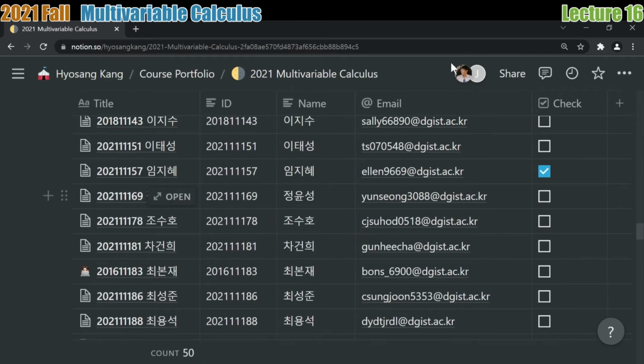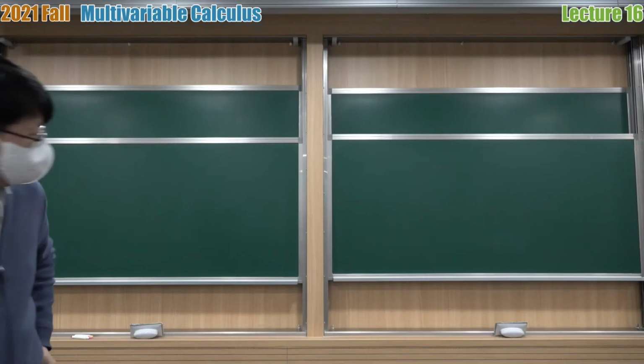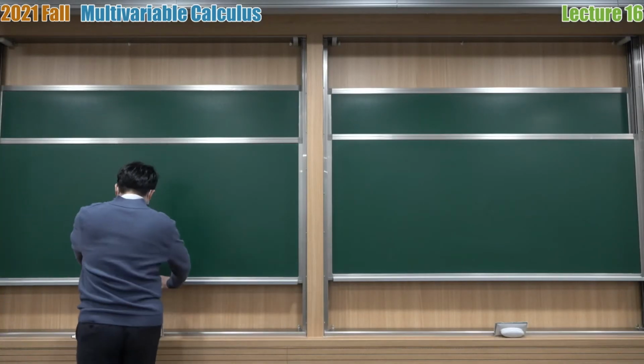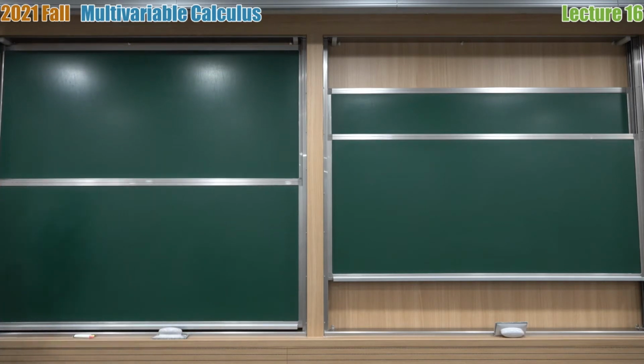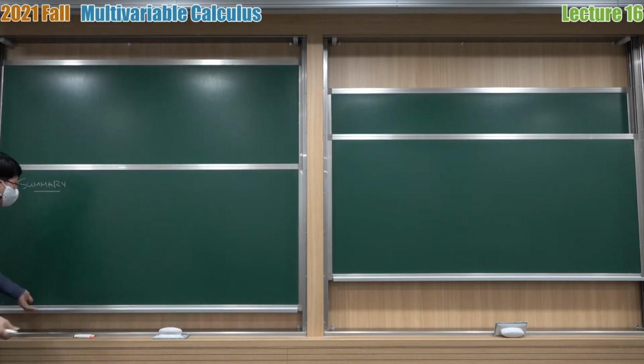All right, so let's start our material. Let's summarize what we learned last time. The most important thing we discussed is that you can compute a double integral using an iterated integral under some condition, which is called the Fubini theorem.